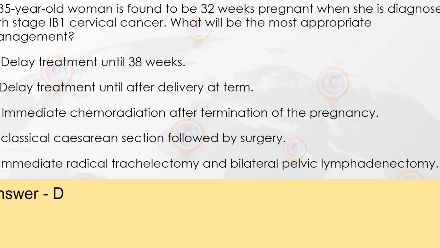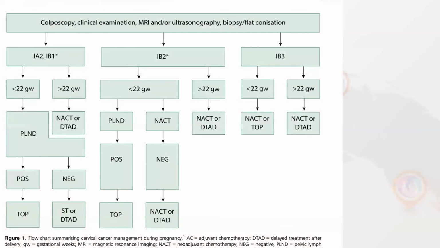So she is 32 weeks pregnant and diagnosed with stage 1B1 cervical cancer. Here you can actually wait and do a classical cesarean section followed by surgery. Already she is 32 weeks, so give her a dose of steroids and try to deliver her with a classical cesarean section followed by a radical hysterectomy. Because it is stage 1B1, you can go for a radical hysterectomy in the same setting with the cesarean section.